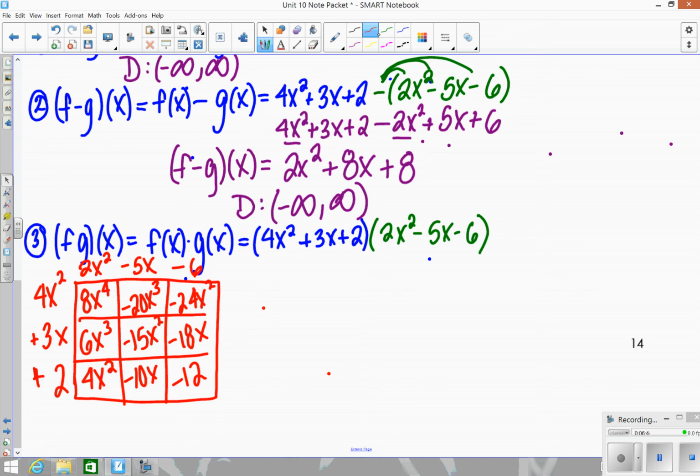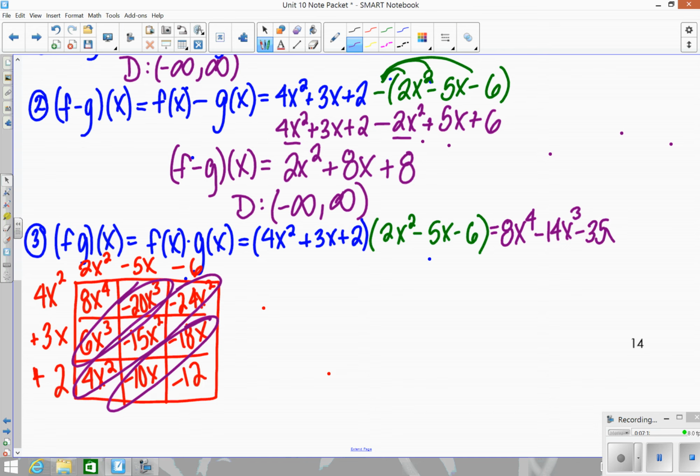So then we look for, in our diagonals, those like terms. So I have like terms here, and like terms in that diagonal. So when you go to write your final answer, we have 8x to the fourth. If you combine these, you're going to get negative 14x to the third. Combine this diagonal here, we get negative 35x squared. Combine this, negative 28x, and negative 12 at the end.